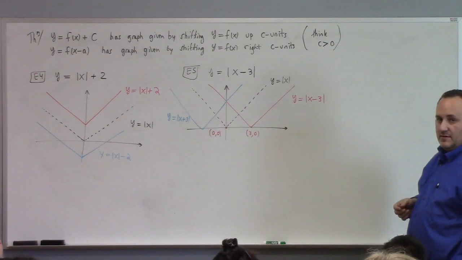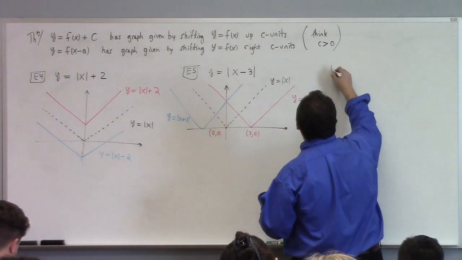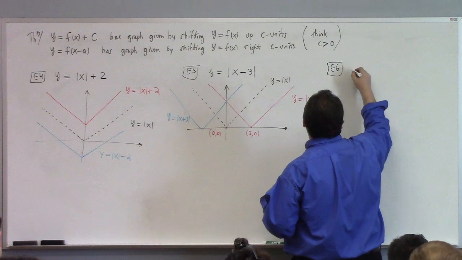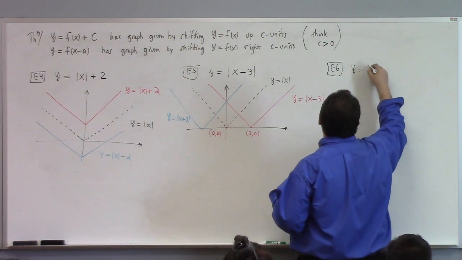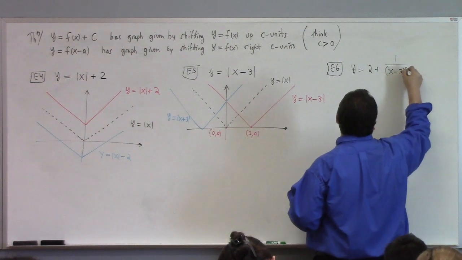Are we good? All right, let's try a combined concept. Are you guys ready? So example 6, what if we were up against y equals 2 plus 1 over (x minus 3) squared?